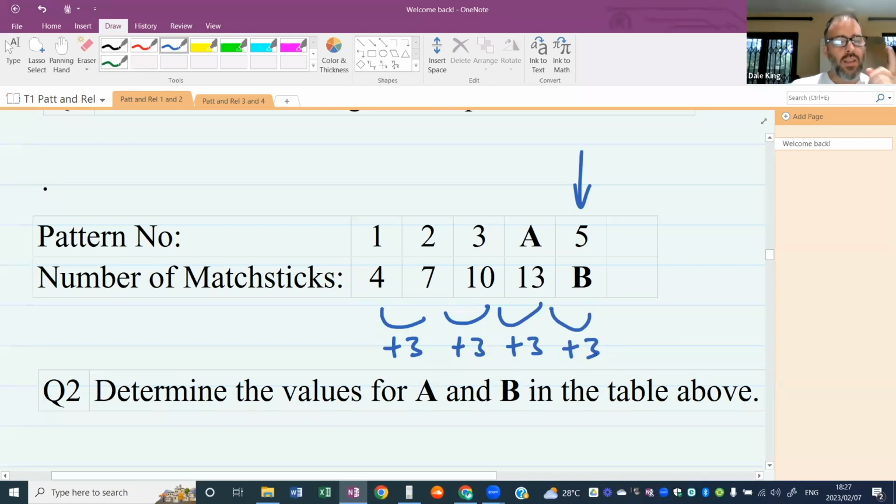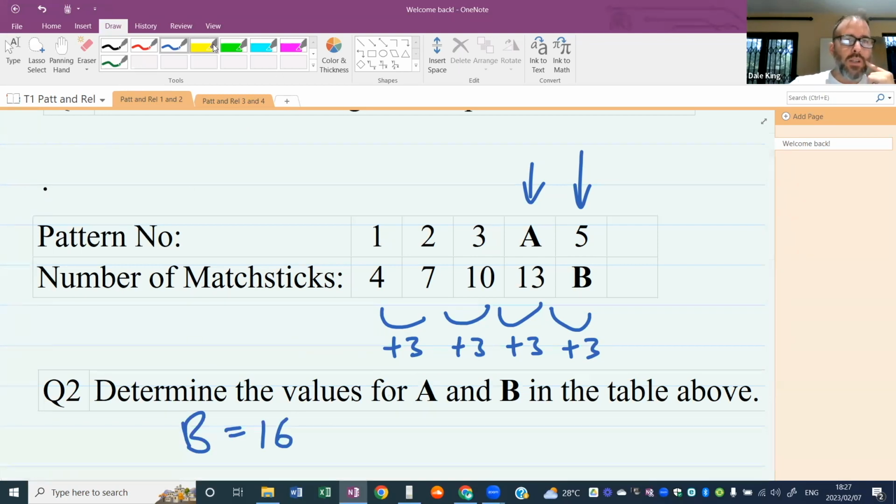All right. So I think that's how some of you did this: you worked out the change every single time, and you said there must be the same change from this pattern here, which has an A in it, to pattern number 5. So we're going to add another 3 there to get a value of B, which is 16. Okay, so I'm going to put 16 over there.